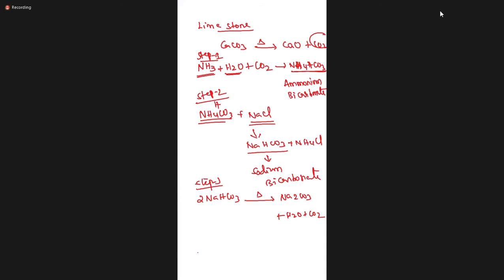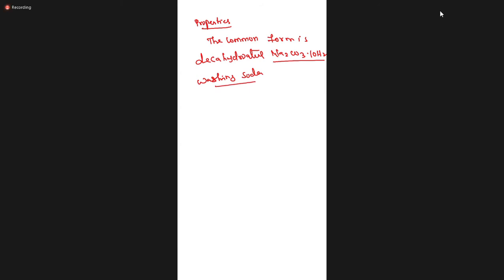Next, please note down the properties of sodium carbonate. What are the properties of sodium carbonate? The common form is decahydrate, Na2CO3 dot 10H2O. This is called sodium carbonate decahydrate, also called washing soda.